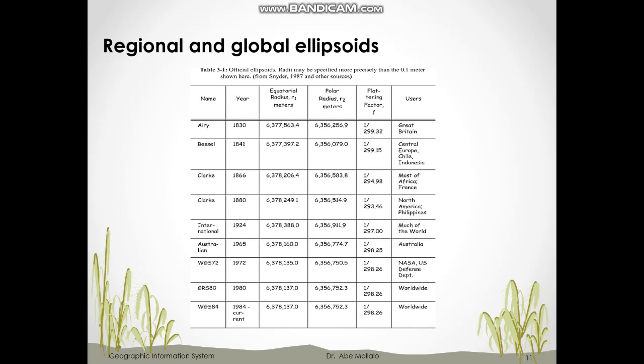Other examples of regional ellipsoids are Clarke. So you can see that it's good only for specific areas: most of Africa and France, or another Clarke for North America and the Philippines. So these are examples of the regional ellipsoid.